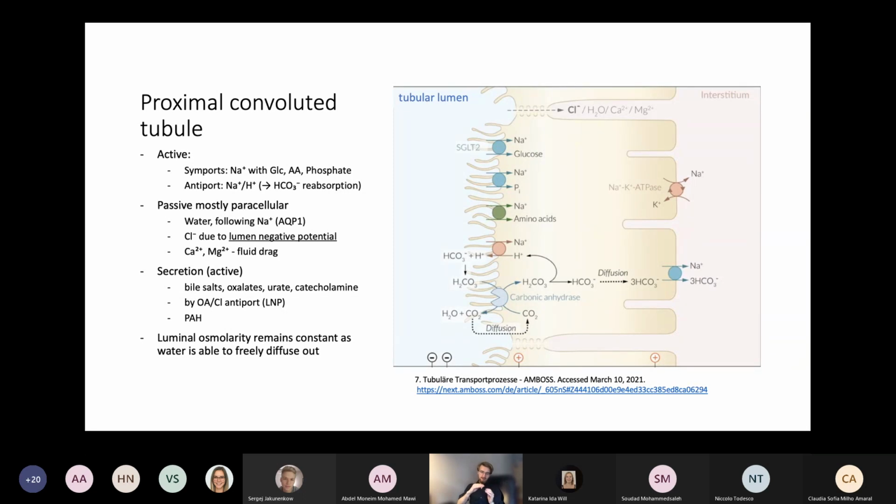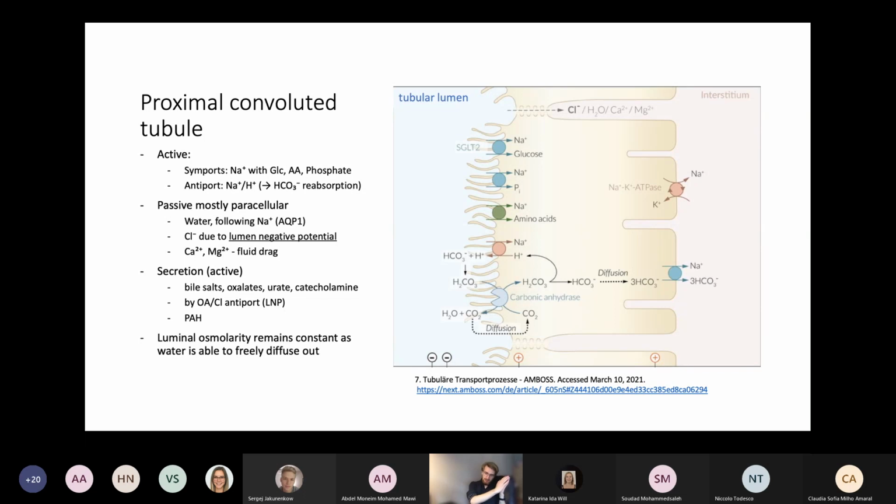In the distal part of the proximal convoluted tubule, a significant fraction of chlorides are reabsorbed due to the lumen negative tubule potential. Then a lot of secretion actually happens in the proximal convoluted tubule as well. Bile salts, oxalates, urate, and catecholamines are actively secreted by antiporters, especially with chloride. The chloride antiporter is fueled by the lumen negative potential, so technically it is also a form of active transport. Also, pyrethrourate is secreted.